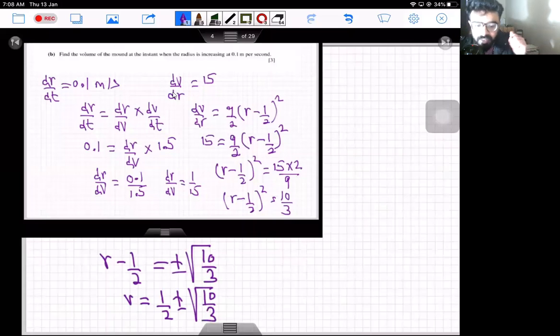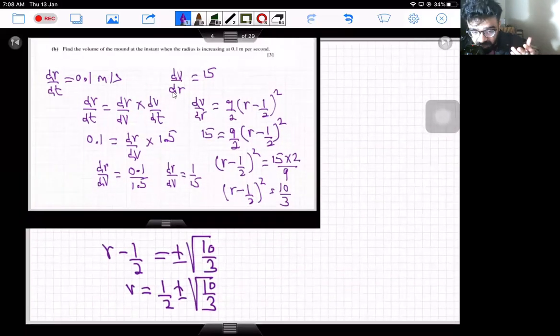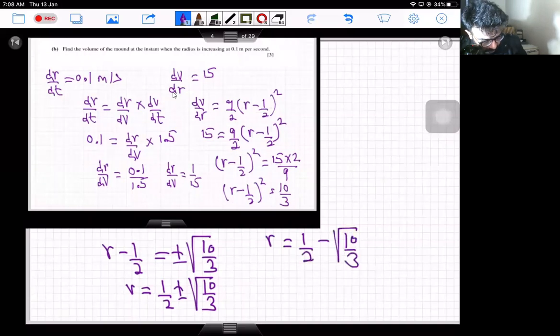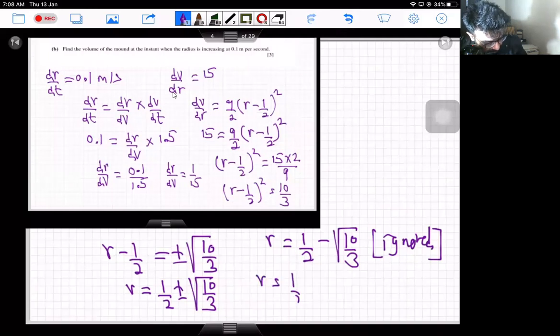Obviously, half plus the square root of 10 over 3 will give you a positive value of r. And since r is basically the radius, it cannot be negative. So r equal to half minus the square root of 10 over 3 will be completely ignored, since the radius cannot be negative. So the only acceptable value of r is half plus the square root of 10 over 3. Okay, this is the exact value of r.